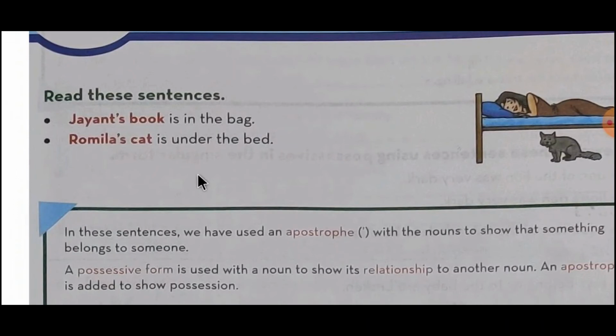Here are the two sentences. First one is Giant's book is in the bag, and second one is Romila's cat is under the bed. Here there is a cat under the bed.